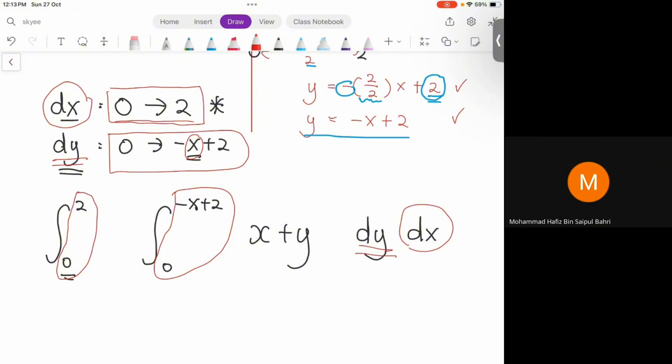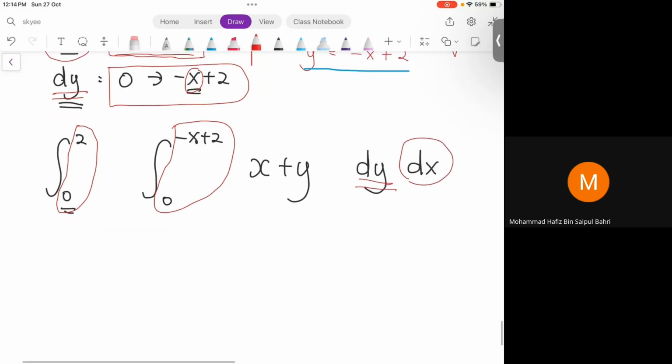Yes, doctor. Okay, so can you take some time to solve this double integral using the technique that I showed you just now? Okay, try to solve this.